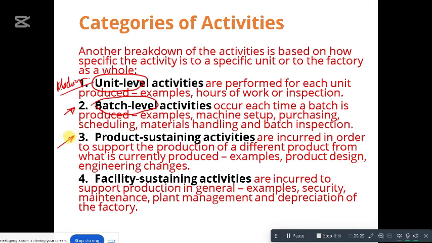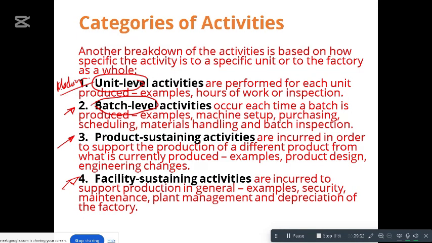Product sustaining means for a product only once you are doing it. Maybe obtaining the approval, legal procedures. Once you get it, you can do it forever. That's product sustaining. Only once. Designing the product design, engineering changes.